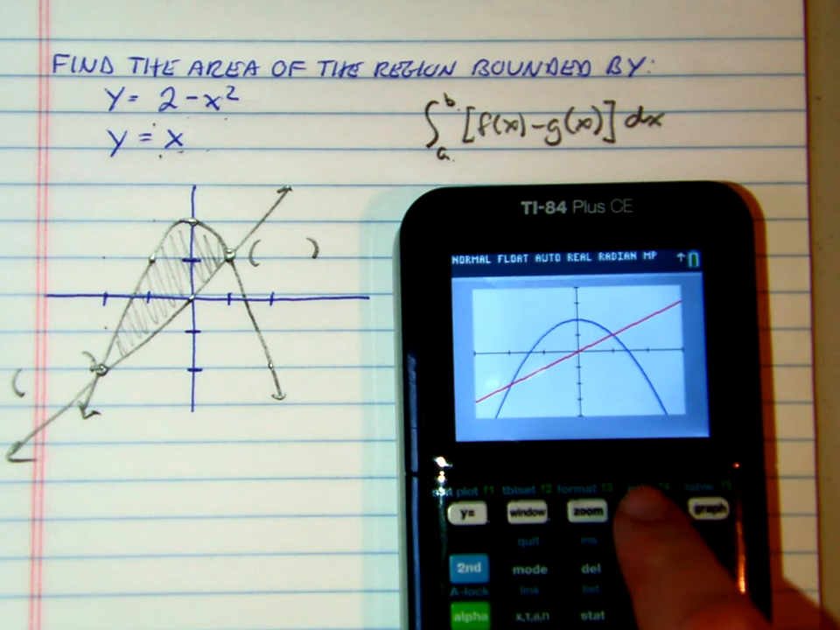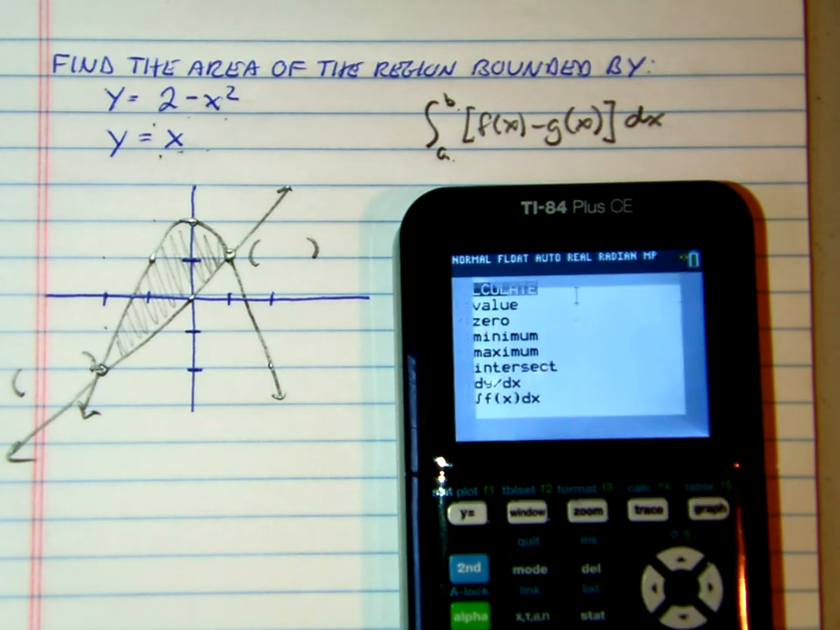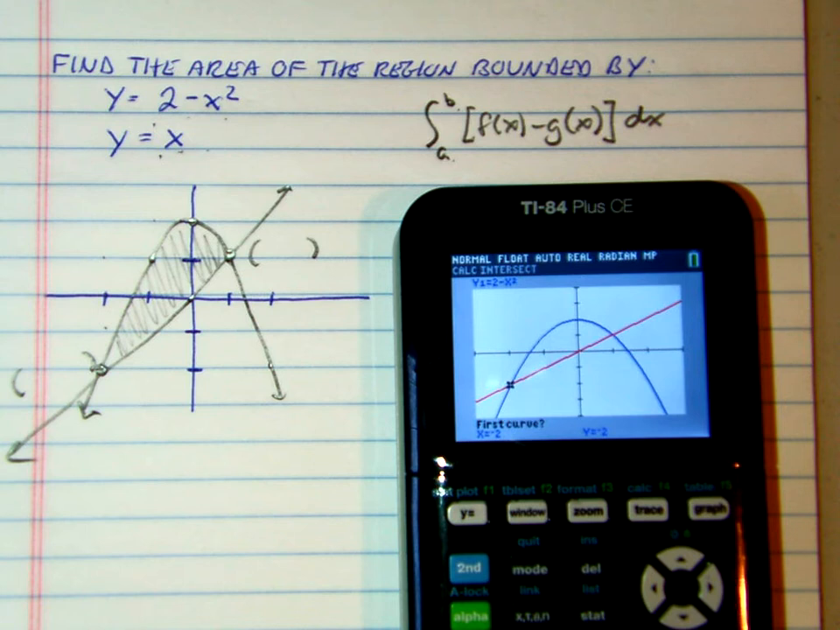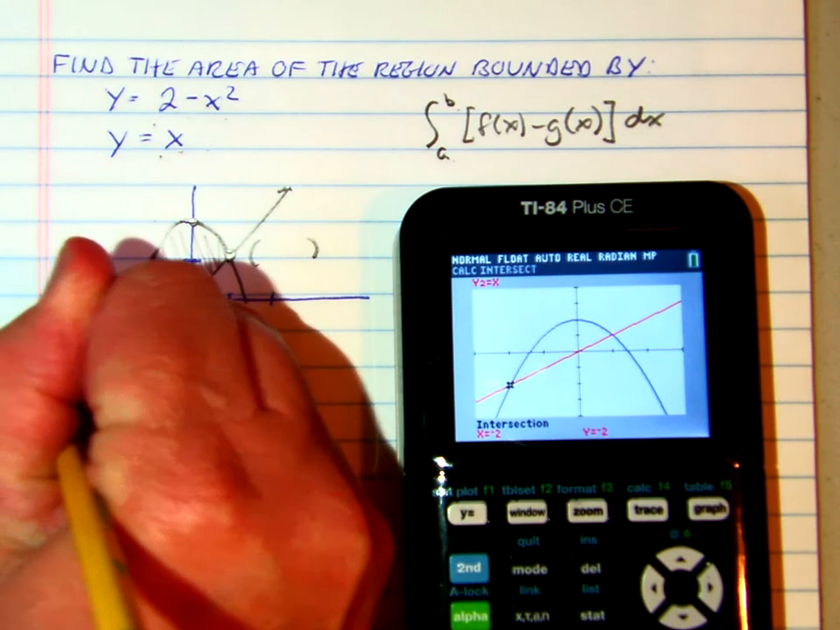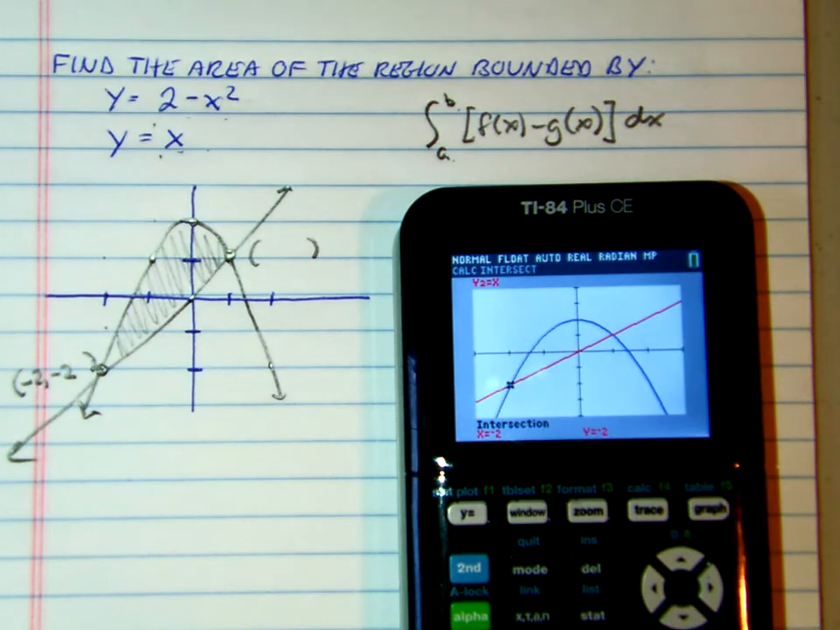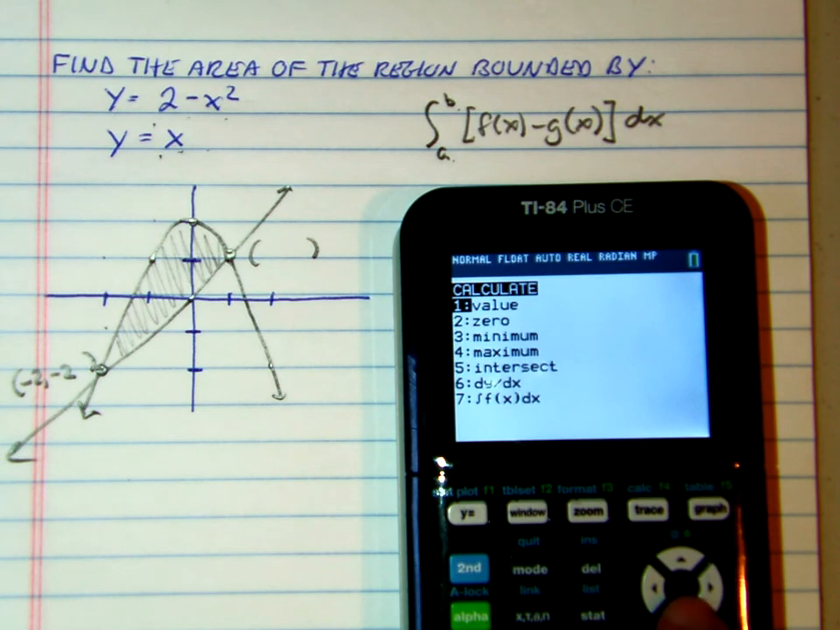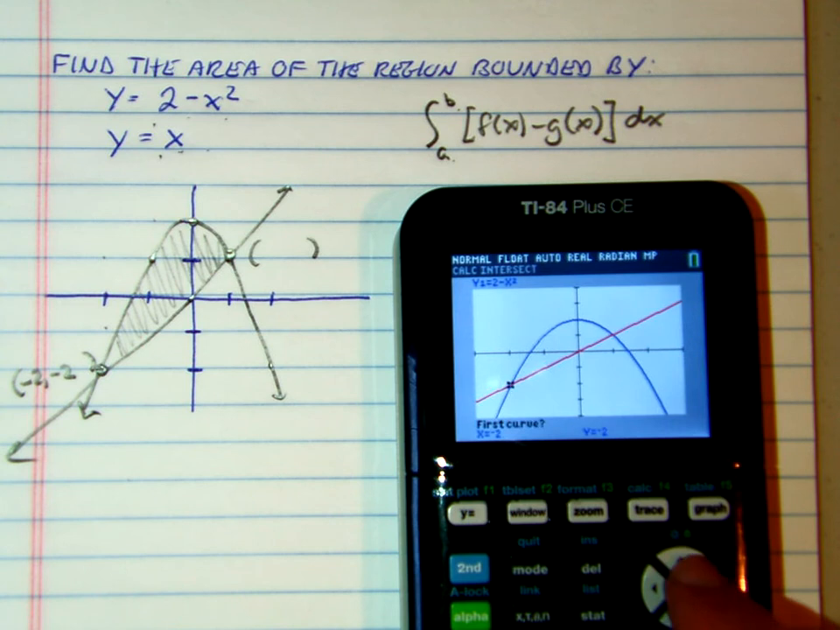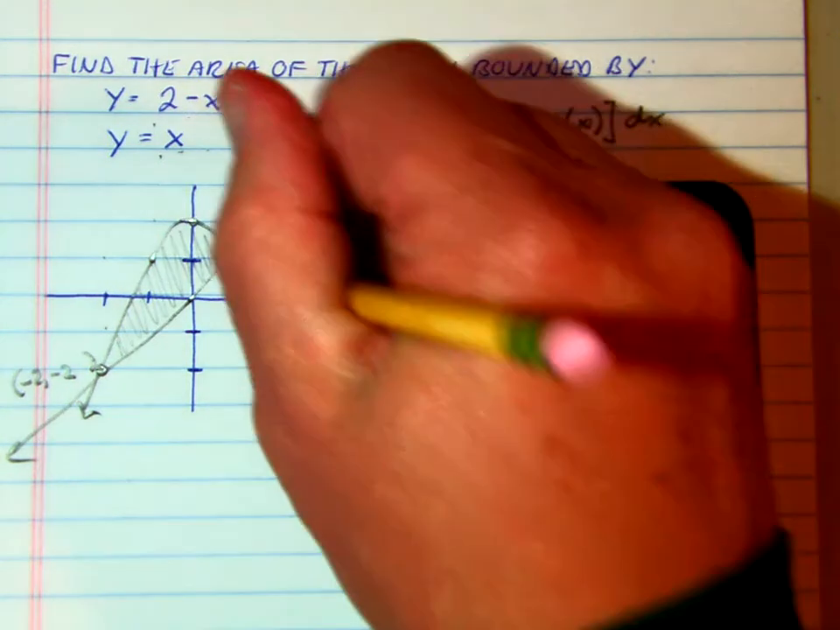So second, above the trace to get at the Calc menu, the intersect option is choice number 5. It's going to ask us three questions: first curve, second curve, guess. And that gives us an intersection point of (-2, -2). Same set of keystrokes for the right intersection point. That gives us an intersection point of (1, 1).